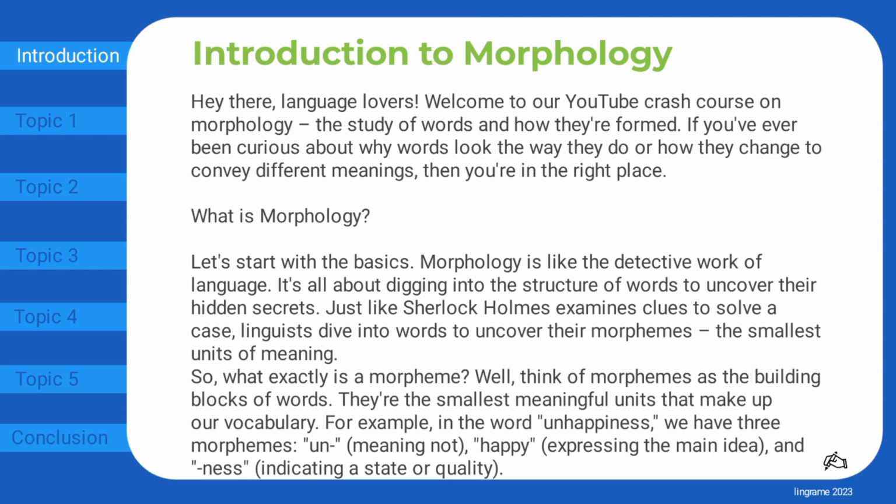Just like Sherlock Holmes examines clues to solve a case, linguists dive into words to uncover their morphemes, the smallest units of meaning. So, what exactly is a morpheme? Well, think of morphemes as the building blocks of words. They're the smallest meaningful units that make up our vocabulary. For example, in the word unhappiness, we have three morphemes: un, meaning not, happy, expressing the main idea, and ness, indicating a state or quality.